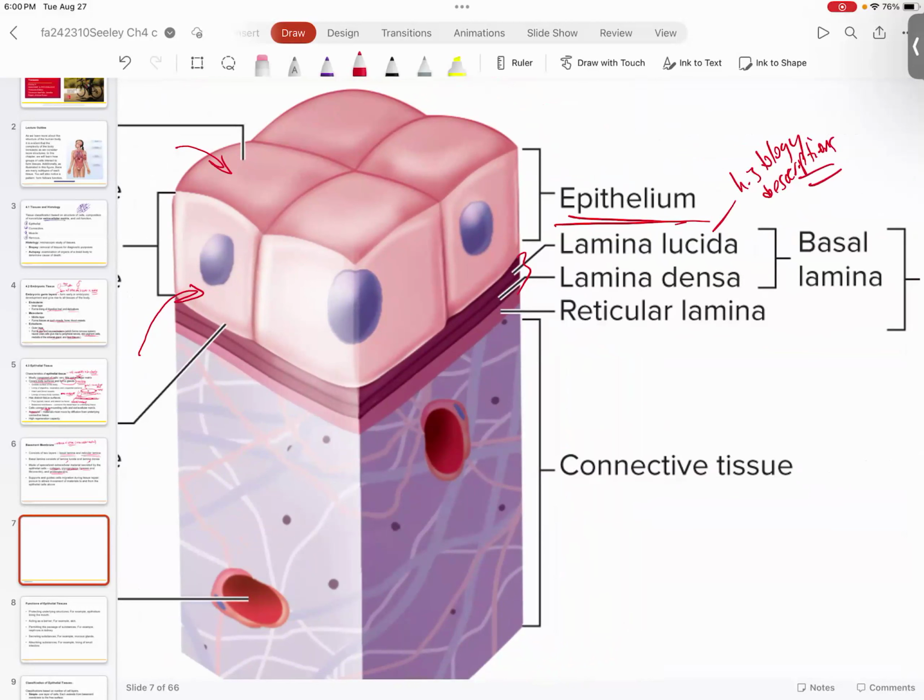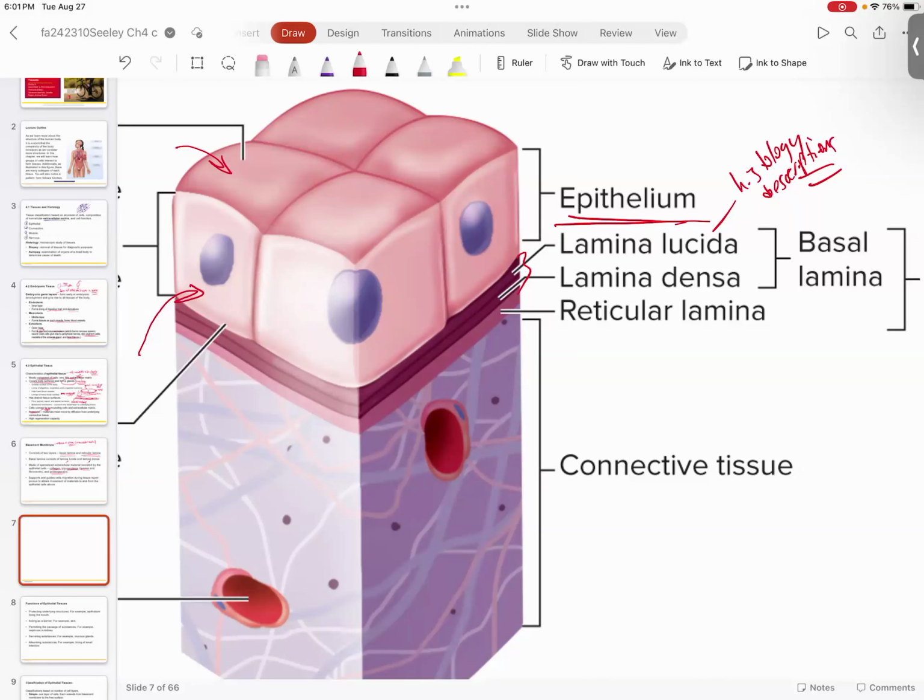If you're wondering where that comes from, that's a description typically from histology. So lucida means it's clear. Densa means it's dense, so more opaque in nature. So probably what happened was they got a really up close look at these layers, and they saw that there was one clear layer and there was one not so clear layer, and that's where these names come from. Okay, lamina lucida and lamina densa.